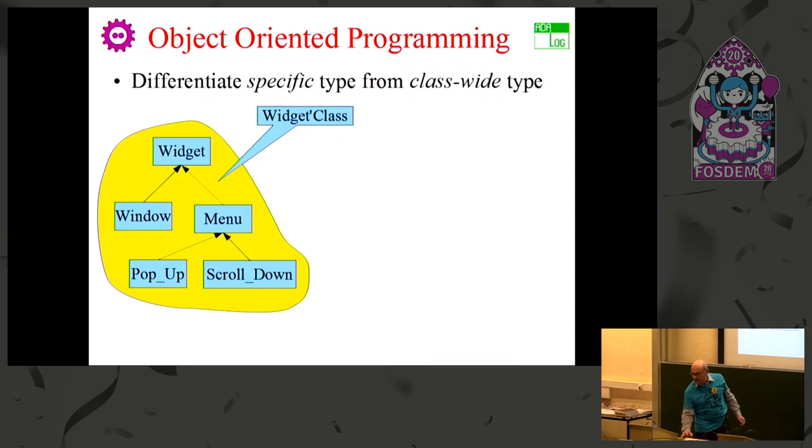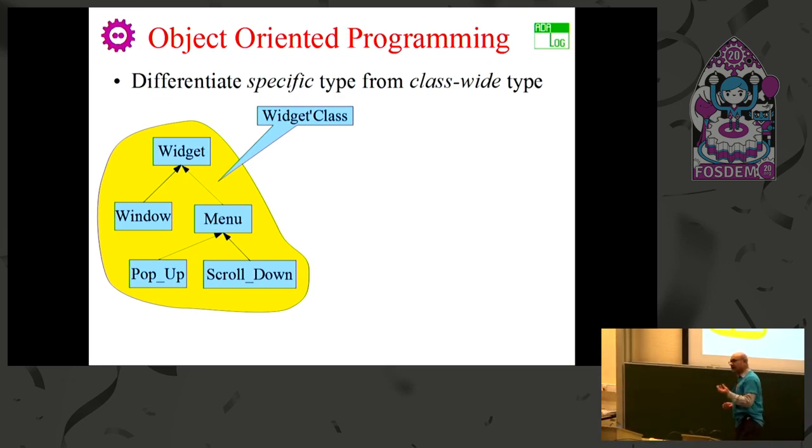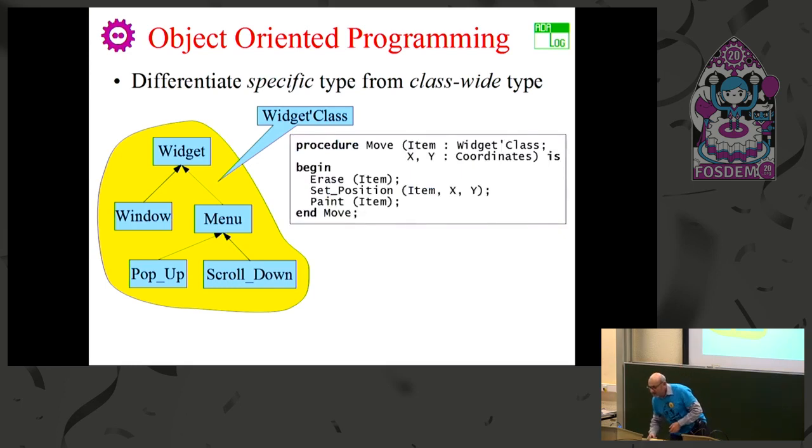Here I have a hierarchy of those types, and there is a different type called the class-wide type that includes the whole tree. In Ada, we make the difference between a single type called a specific type and the whole tree. Most languages confuse those two notions.